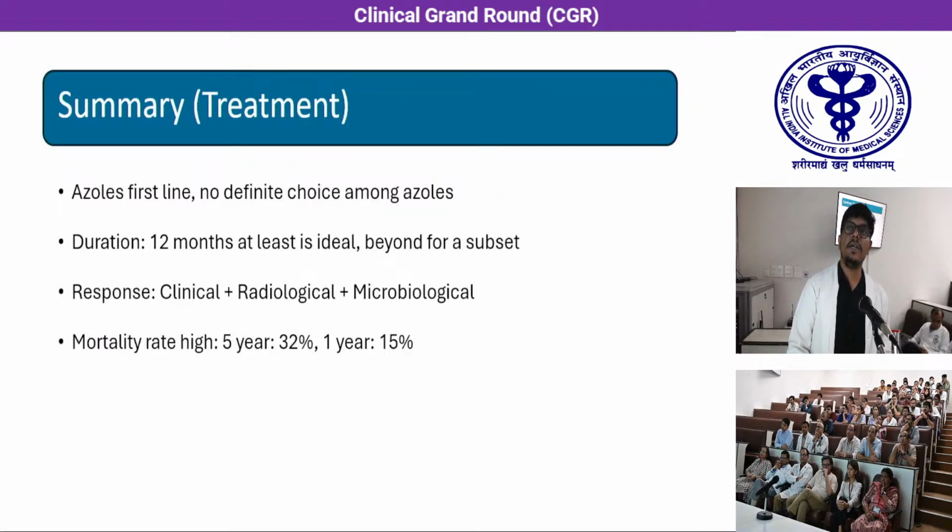So to summarize, azoles are the first line of therapy and the only oral options available. However, there is no definite choice amongst azoles. A duration of at least 12 months is ideal. However, a subset of patients might benefit from duration beyond 12 months. In terms of response, assessment should be based on clinical, radiological, and microbiological criteria. Even with treatment, mortality rates are high, with 1 in 3 patients not surviving beyond 5 years.